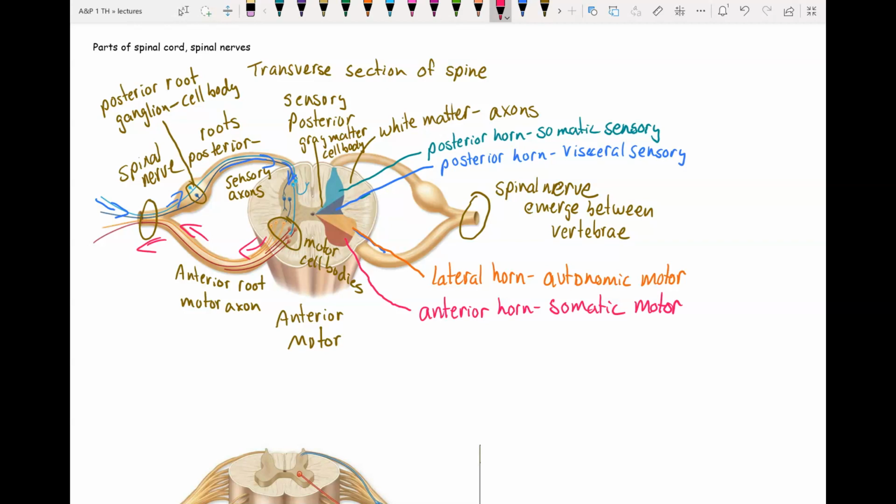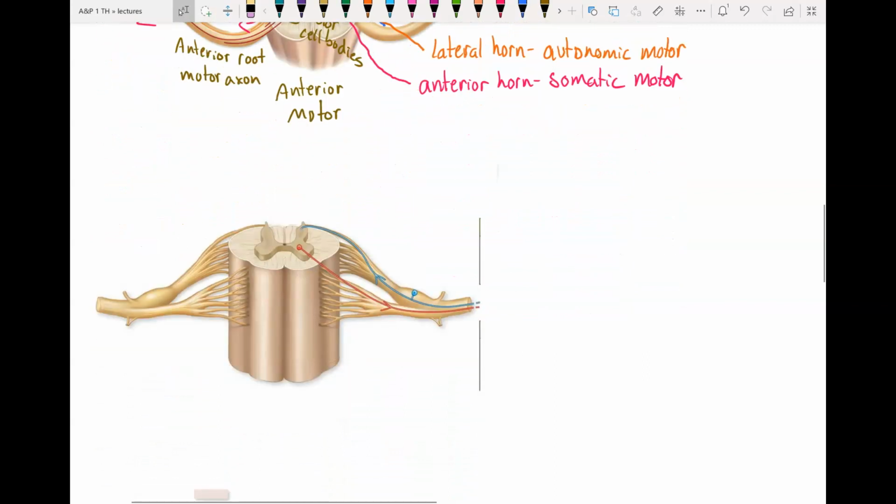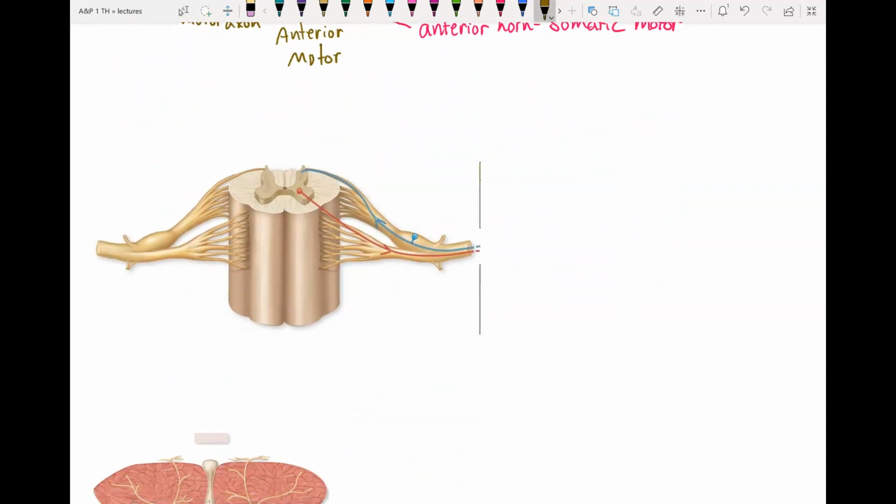The next picture is the same thing, just a different view. Now we're looking at a frontal view of the same thing. So here you can see the butterfly shape, that's your gray matter. And right here is your posterior horn, I'm sorry, with somatic sensory on this one.